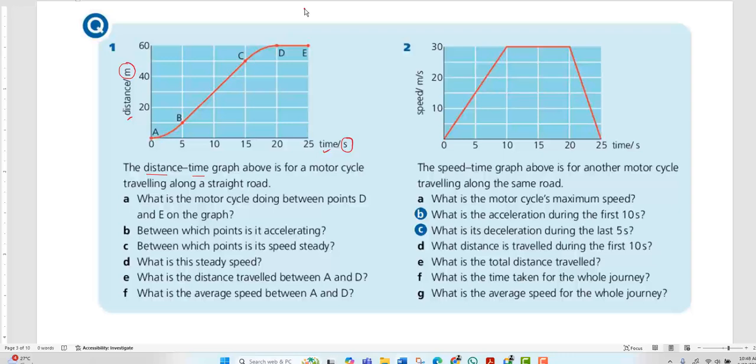Okay. Question number 1. The distance time graph above is for a motorcycle traveling along a straight road. What is the motorcycle doing between point D and E on the graph? Between D and E the distance is not increased. At this point the motorcycle is at rest. It is stationary now. Good. Between which points is it accelerating? It is accelerating.